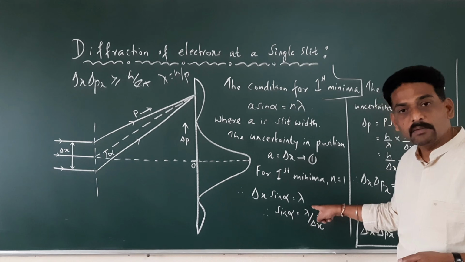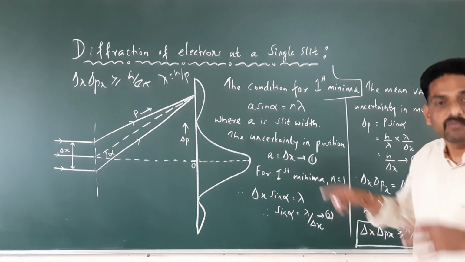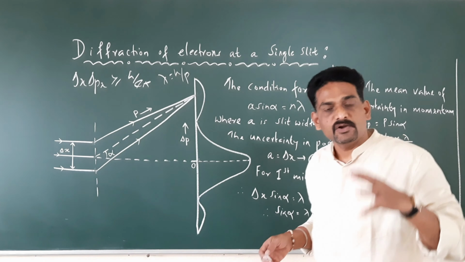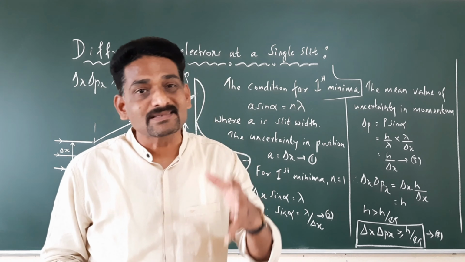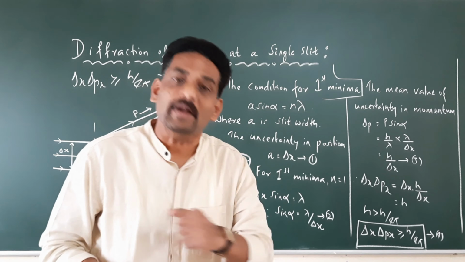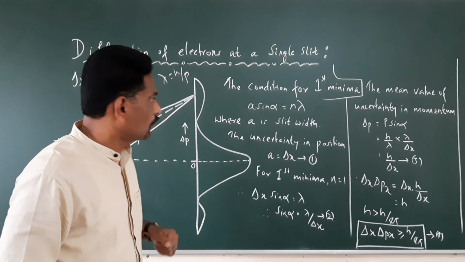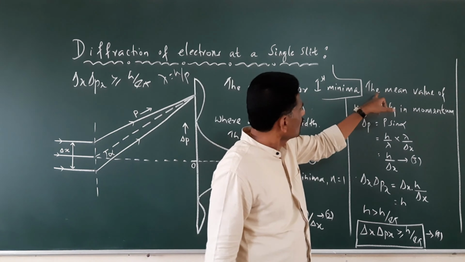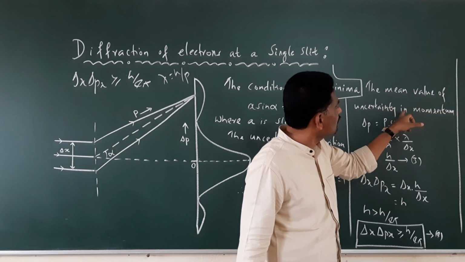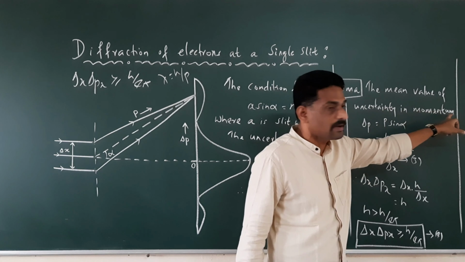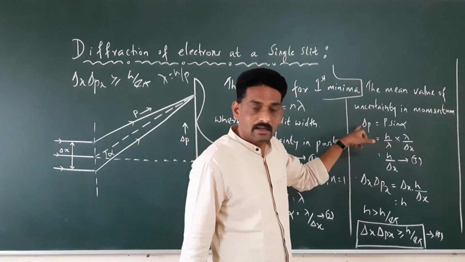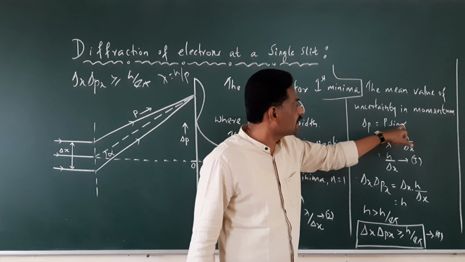Sin alpha equals lambda divided by delta x. Why are we doing all these things? We are doing all these things in order to find out the value of delta px, that is, the uncertainty involved in the momentum, right? Now, you can see here the mean value of uncertainty in momentum is given by delta p equals p sin alpha.